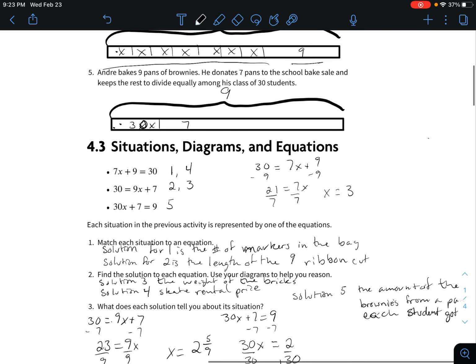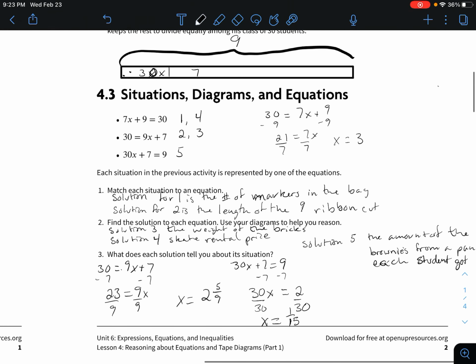So to find the solution for the first one, when 30 equals 7x plus 9, you go through the steps. You get rid of the plus 9 first, so you minus 9 from both sides. You're left with 21 equals 7x. Last step, divide both sides by 7, and you will get x equals 3.